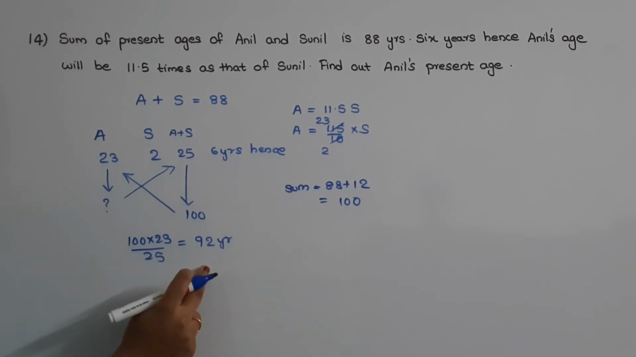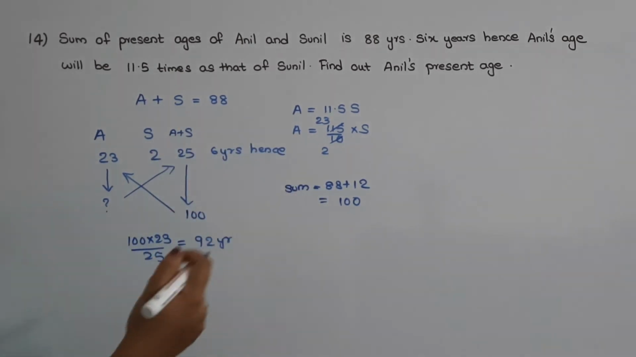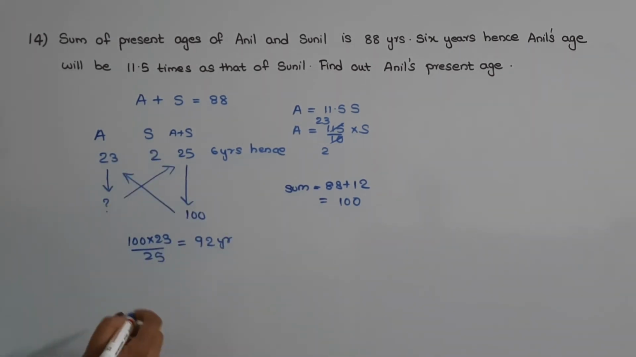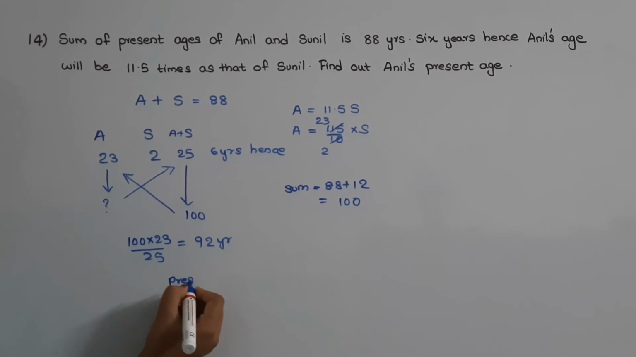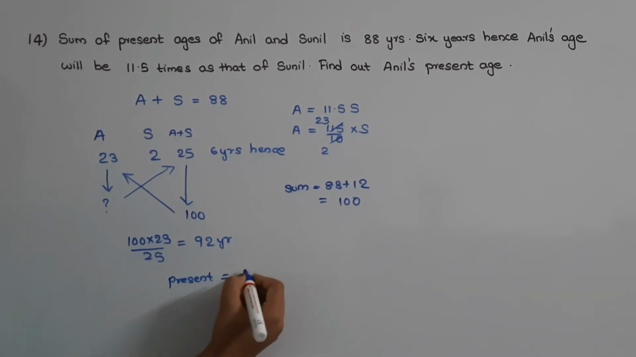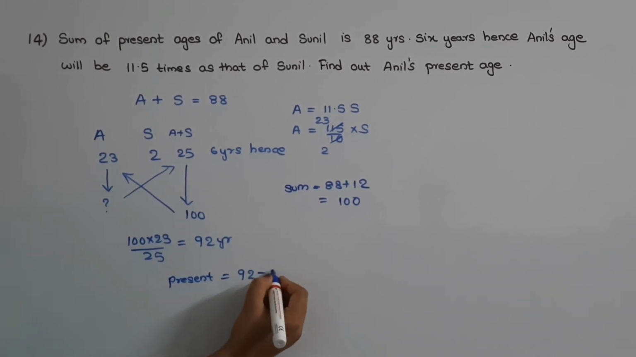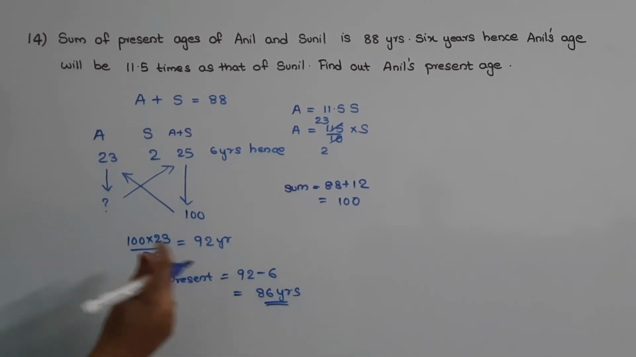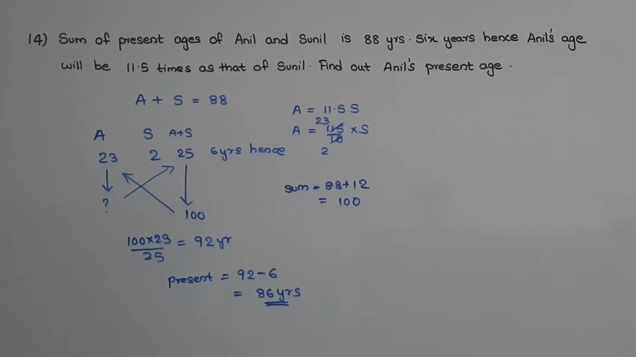So, this is the age of Anil 6 years later, or 6 years after. His age is 92. Then what would be his present age? His present age would be 92 minus 6. So, that will be equal to 86 years. Hence, the present age of Anil will be 86 years.